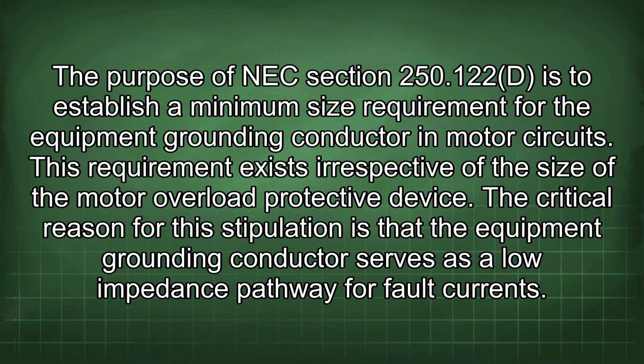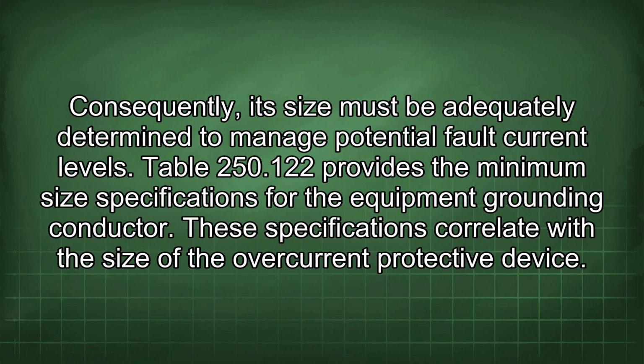The purpose of NEC Section 250.122(D) is to establish a minimum size requirement for the equipment grounding conductor in motor circuits. This requirement exists irrespective of the size of the motor overload protective device. The critical reason for this stipulation is that the equipment grounding conductor serves as a low impedance pathway for fault currents. Consequently, its size must be adequately determined to manage potential fault current levels.